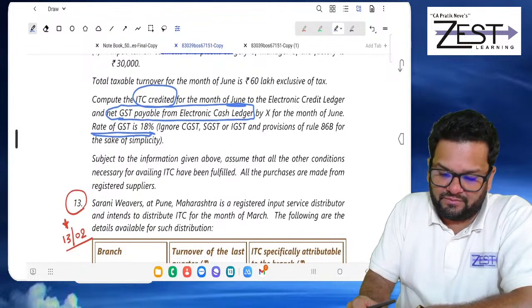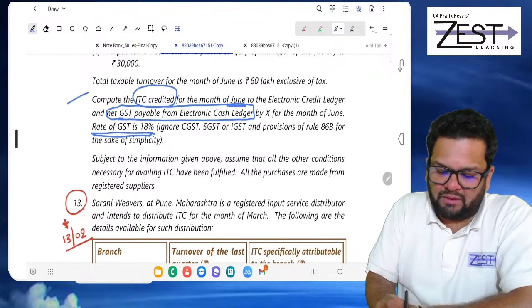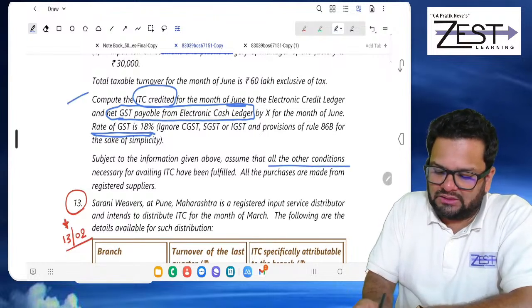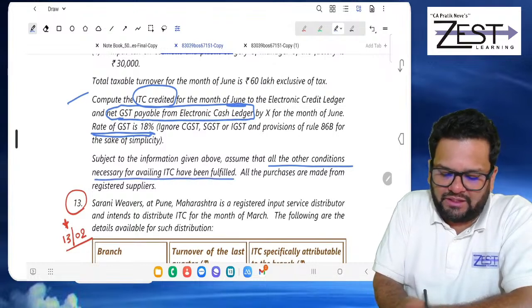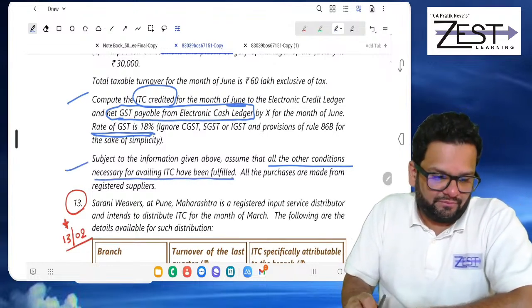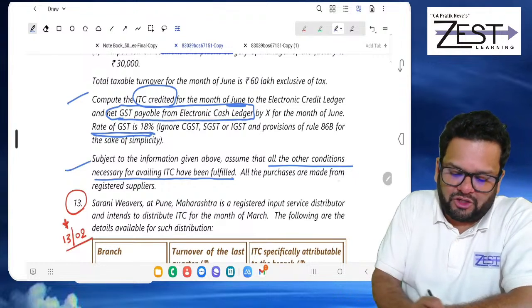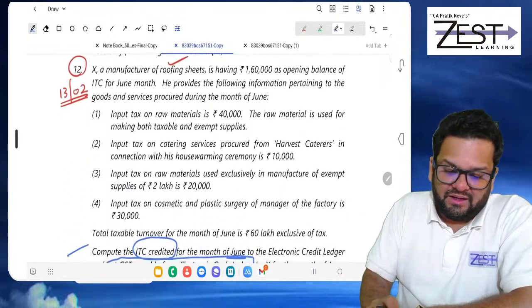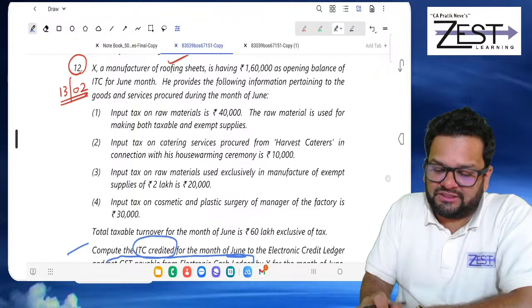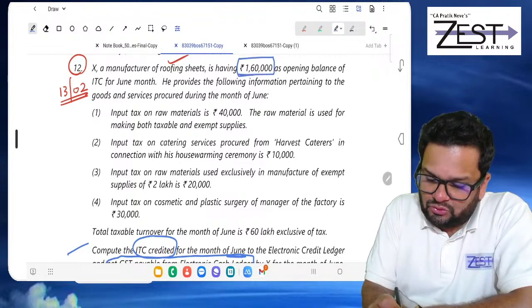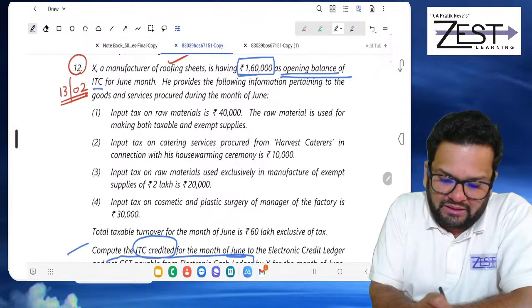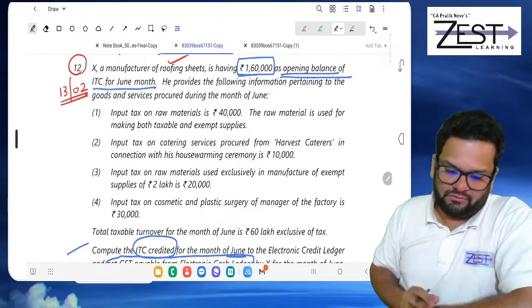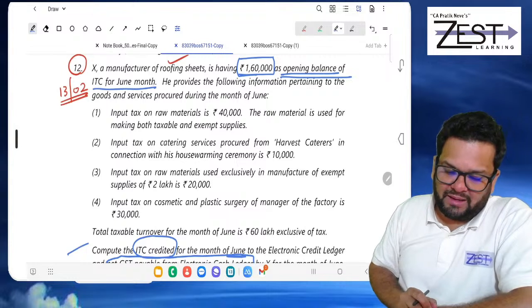That's fine. So, subject to information given above, assume that all other conditions necessary for availing ITC have been fulfilled. All the purchases are made from registered suppliers. Did you understand? Let's see. X, a manufacturer of roofing sheets, is having 1,60,000 as opening balance of ITC for the month of June. Nice. That's the opening balance.